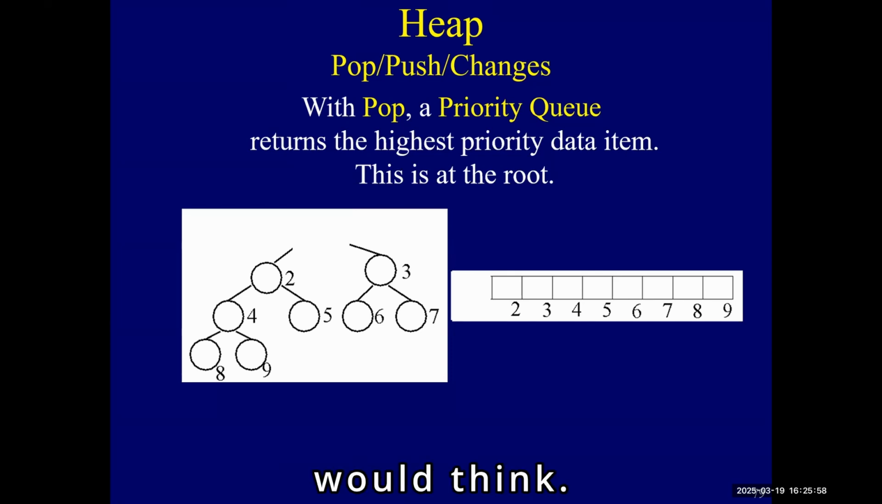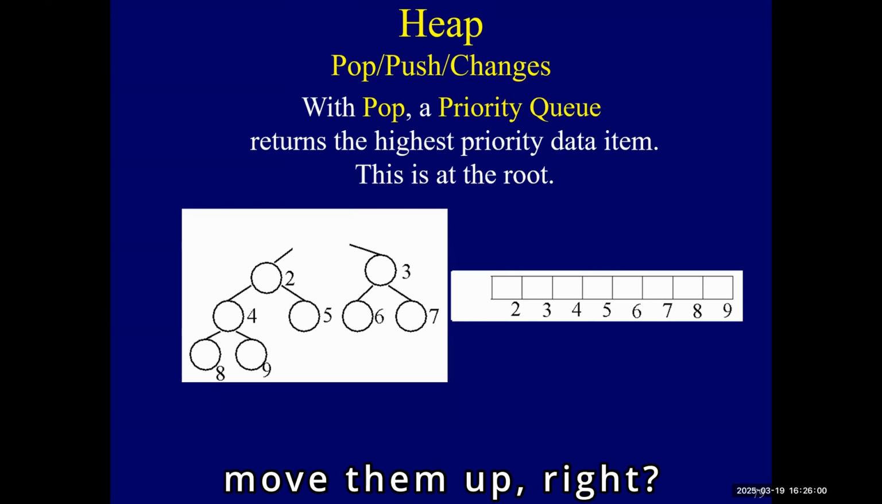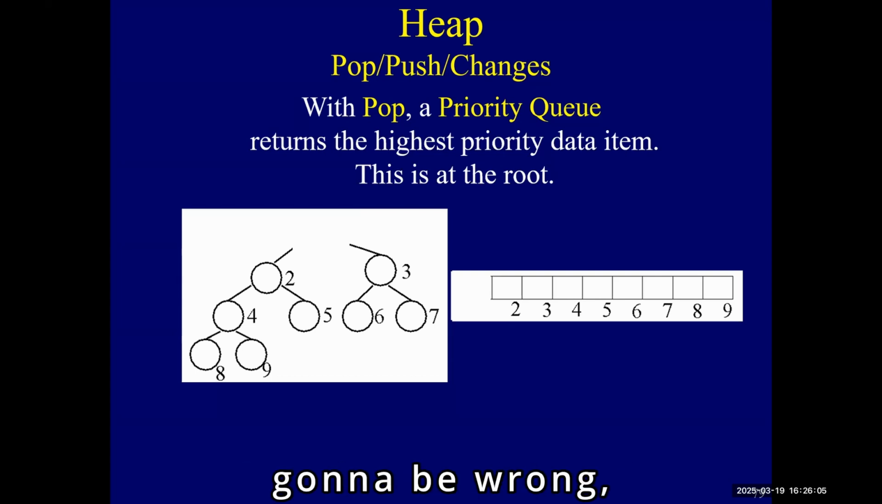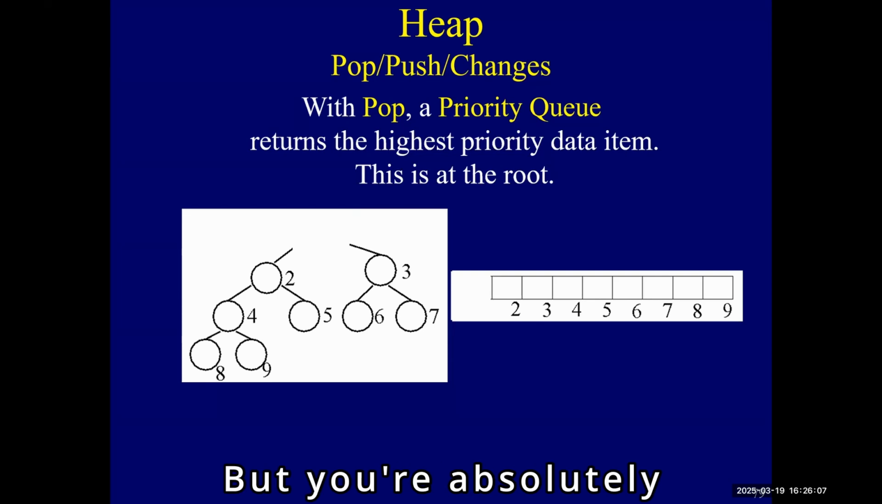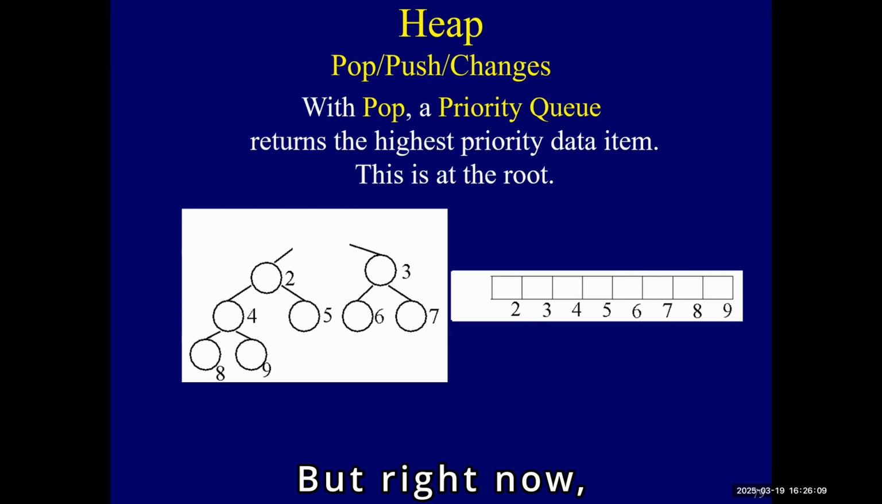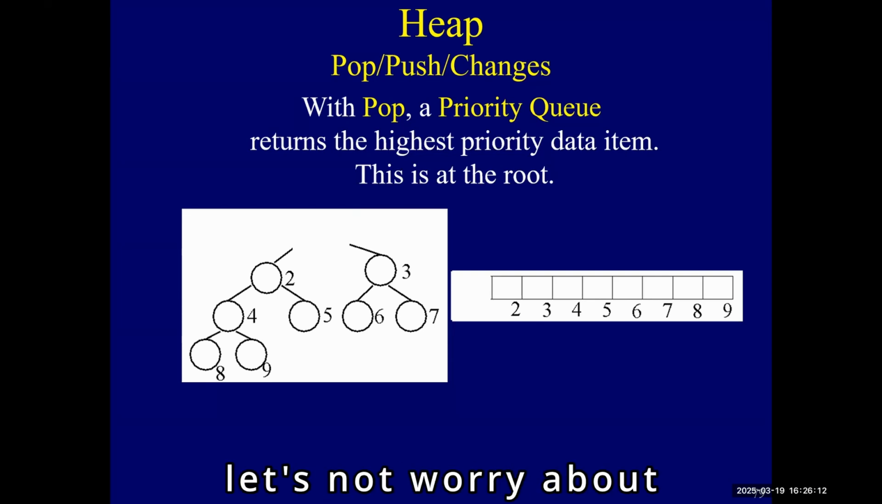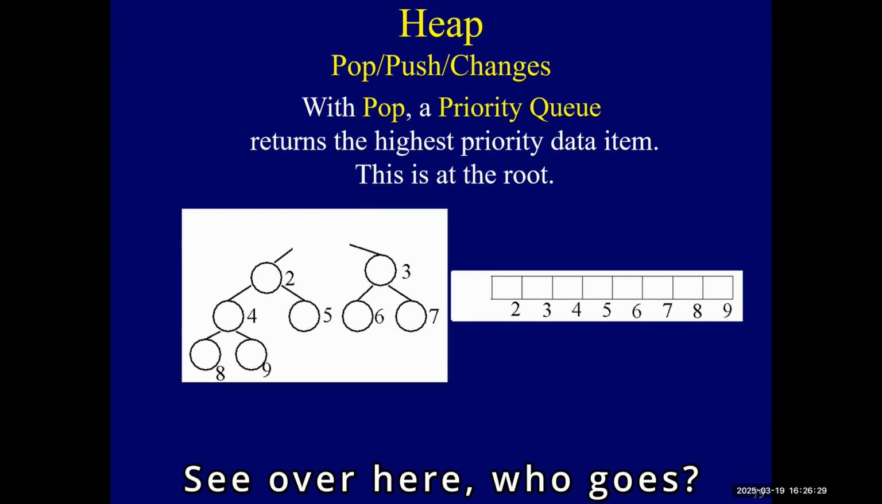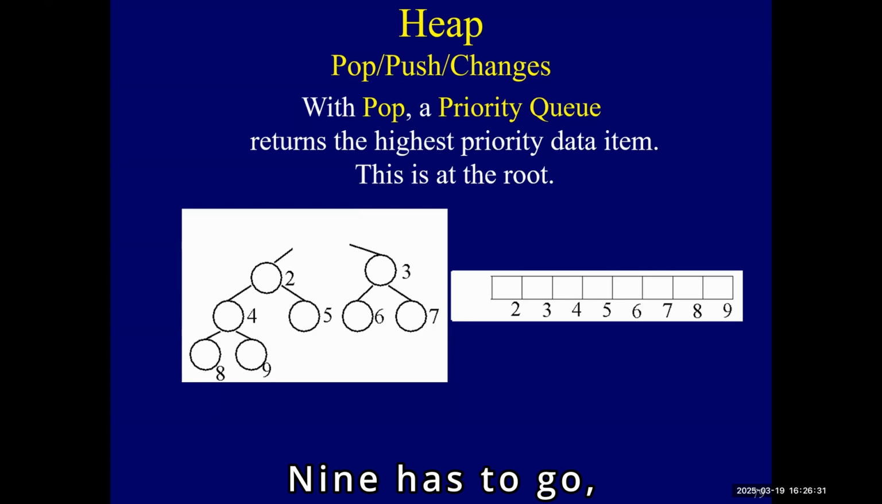Yeah, that you would think. You would think you move them up, right? But then in the end, the shape's going to be wrong. So you're absolutely right, and we're going to do that. But right now, let's not worry about it being a heap. Let's worry about it being the right shape. And what do I mean by shape? It's got to be filled up like an array. See over here, who goes? 9 has to go, right?